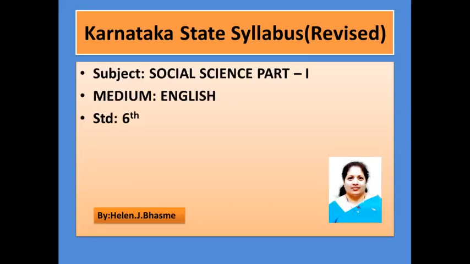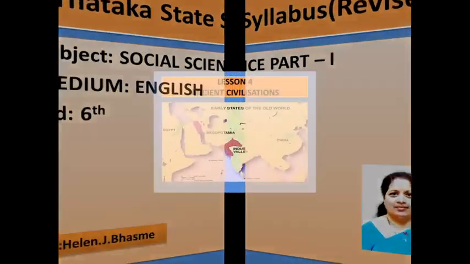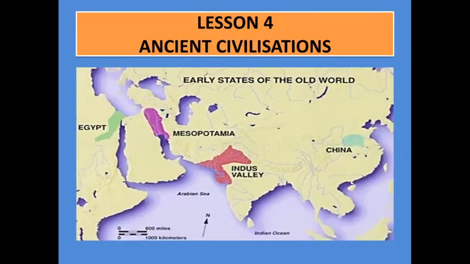Hello everybody. Today we are going to learn Social Science lesson number 4, Ancient Civilization. Here you can see all the civilizations of the old world, that is Egyptian, Mesopotamia, Indus Valley civilization and China. Apart from this you have the Roman and the Greek civilizations, but for 6th standard this year you are going to learn only 4 civilizations, that is Egypt, Mesopotamia, Indus Valley and Chinese.